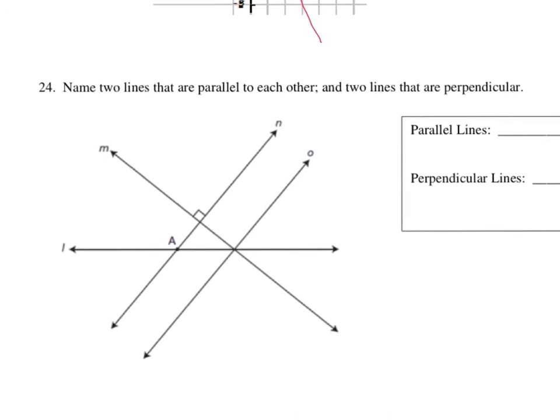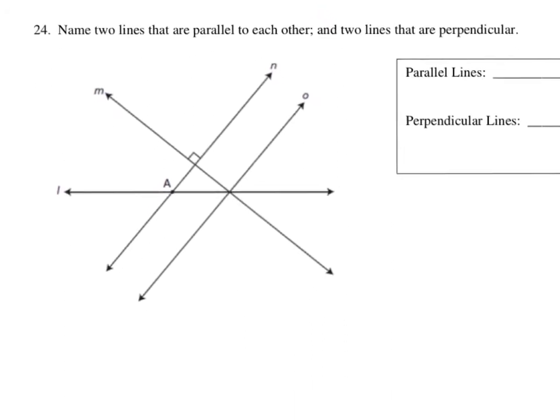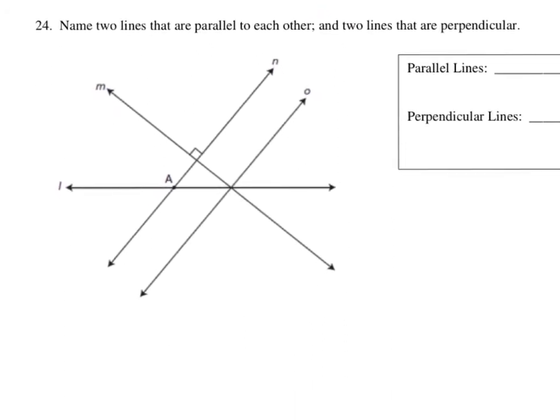24, name 2 lines that are parallel to each other and 2 lines that are perpendicular. For the parallel lines, that means they never touch, so we're looking for 2 lines that have the same slope and would never touch. That would be here. So it's line N and line O. I'm just going to write N and O.